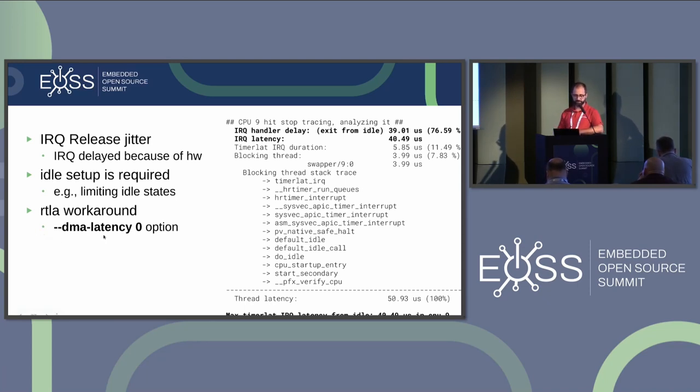RTLA has a workaround for this, which is setting the DMI latency to 0. And then you can just bypass this problem, saying, okay, I will do this later. I can use this option. And cyclictest does this by default. I didn't do this on RTLA by default because I consider this tuning. So you are lying to the user if you do this without letting them know that there is an actual problem.